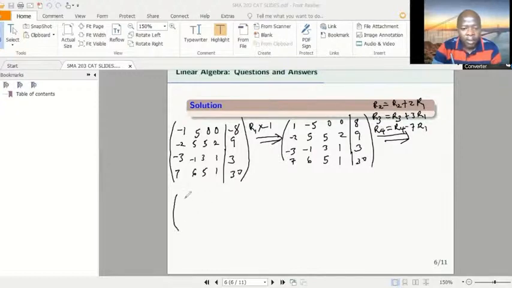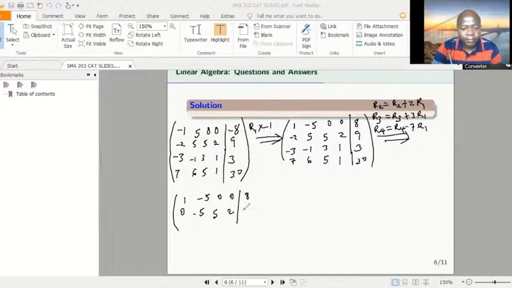So row 1 remains the way it is. I'll just write the results because you know how to do that. So multiply this by 2 and add it to this, you have a 0. This by 2 is -10. Added to this, you have -5. This times 2, and then add this, you have 5. And then you have a 2 here. This by 2 is 16. Added to this, you have 25.